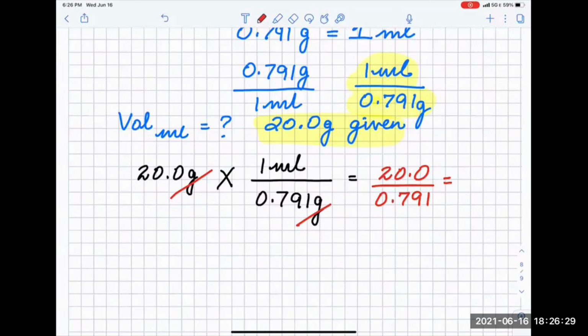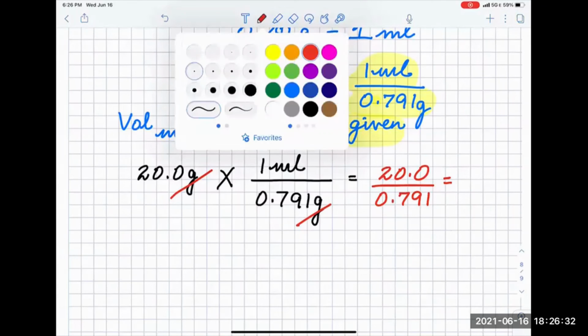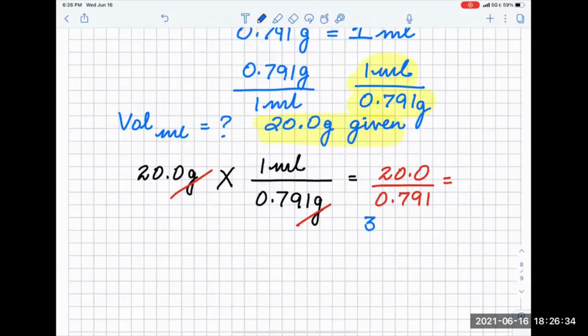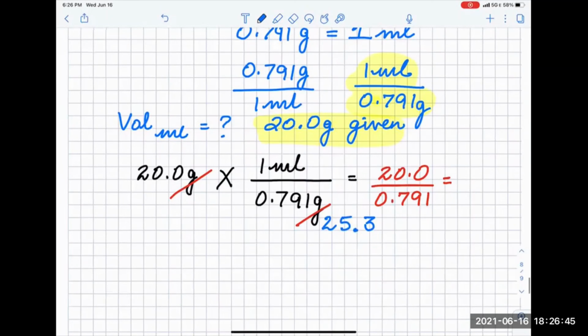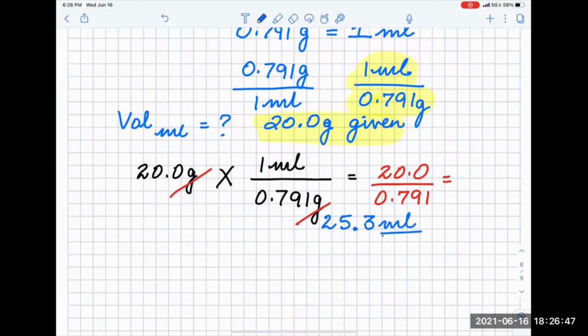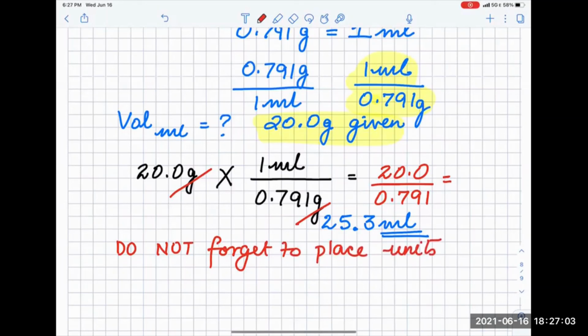Would it be 25.3? Okay, 25.3. Yeah. So this is going to be milliliters. So just don't forget the units. Do not forget to place the units. Okay, so that's one thing.